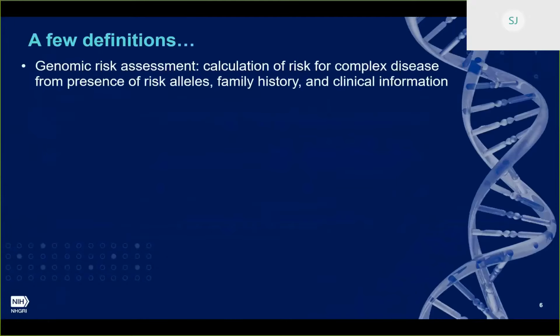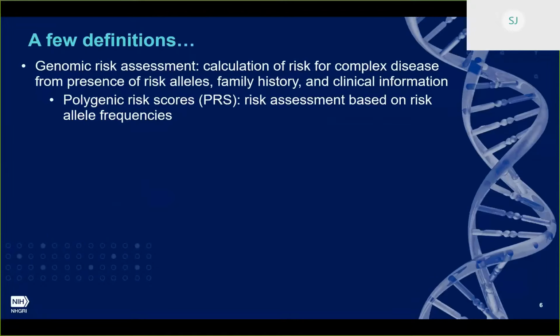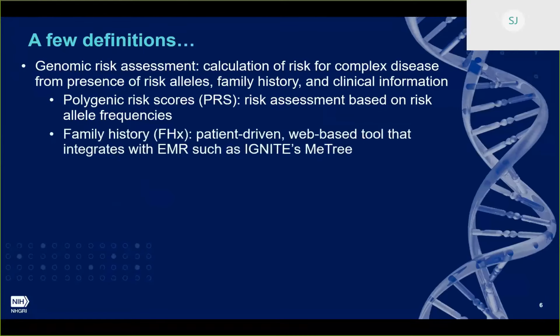If you look at the key definitions, one of the things that comes up often is what is a genomic risk assessment versus a polygenic risk score. The thing that's critical to understand is that the genomic risk assessment is a calculation of risk that can include a polygenic risk score, but it also includes family history and other clinical information to make that calculation. A polygenic risk score, in terms of a risk assessment tool, actually looks only at the allele frequencies. So again, genomic risk assessment can include polygenic risk score as part of that.